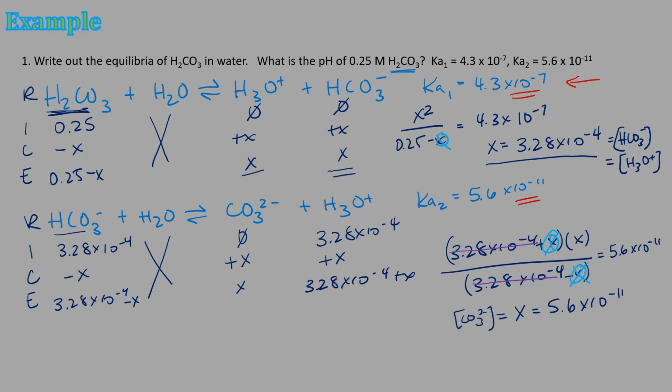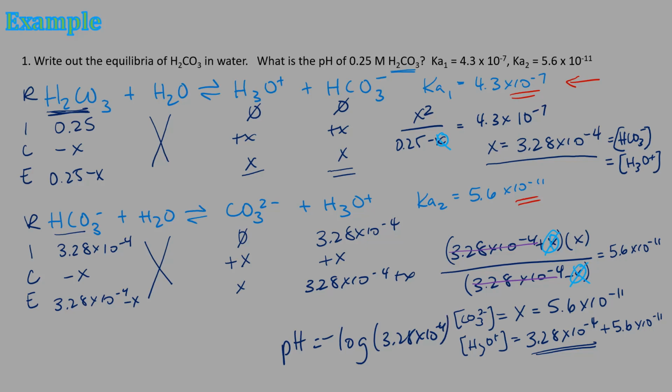My hydronium ion, which is what I need to find the pH, is going to be equal to 3.28 times 10 to the negative 4th plus 5.6 times 10 to the negative 11. Adding those two things together is not going to change this number at all. You can try it and put it in your calculator. You're not going to get anything different. So to find the pH for this solution, all I have to do is take the negative log of 3.28 times 10 to the negative 4th, and that is going to give me a pH of 3.48. So that's my answer, and that's it.